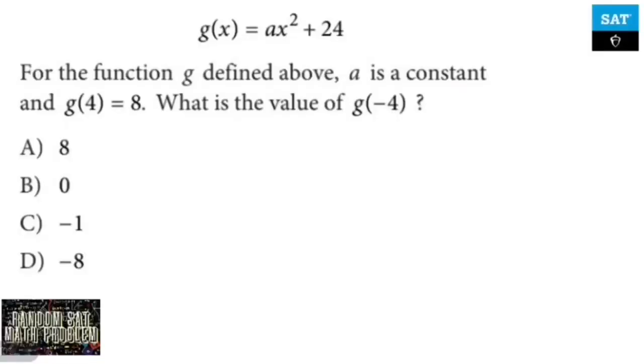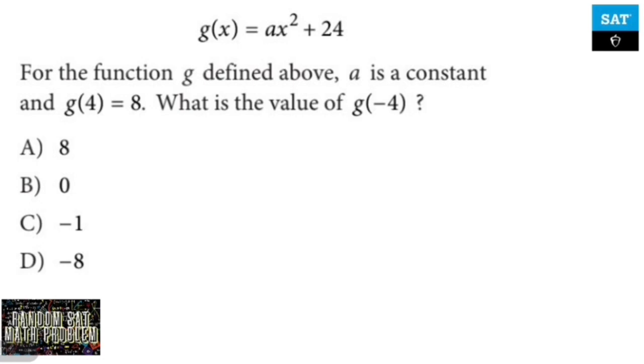For the function g defined above, a is a constant and g of 4 equals 8. What is the value of g of -4? All right, so we've got two things that we have to take care of. I have to find out what g of -4 is, but I have no clue what that is given the information. What I do know is that g of 4 is 8. So if g of 4 is 8, you can replace every x in here with 4. So that becomes a 4. And then you know a little bit more of this.